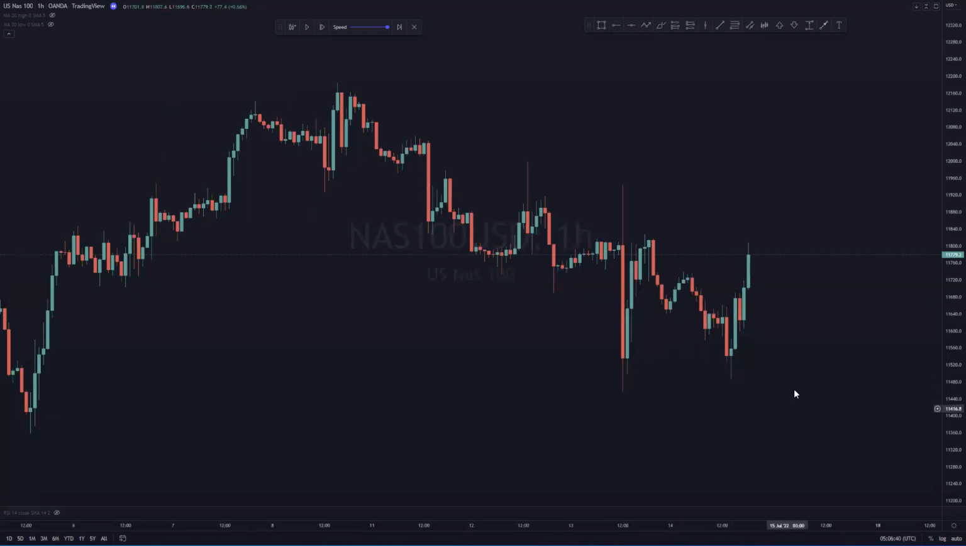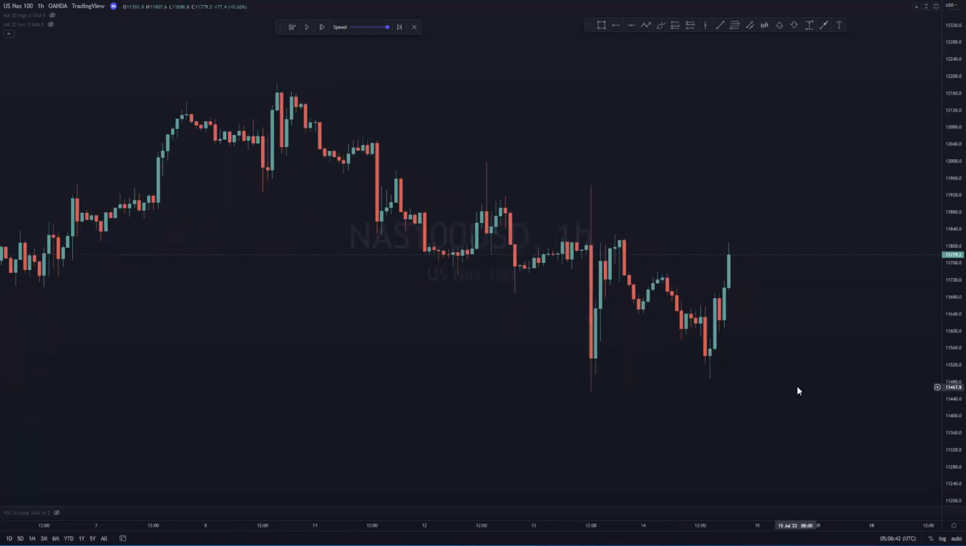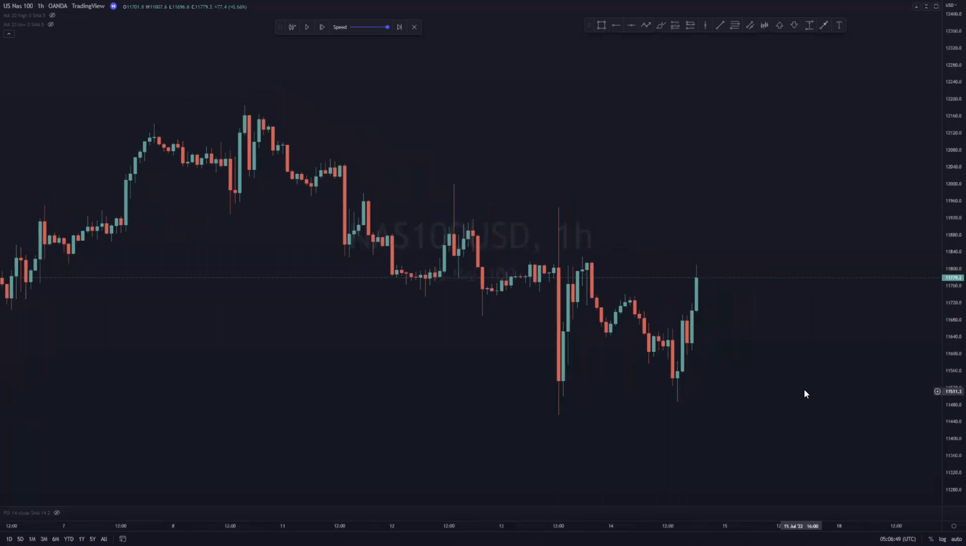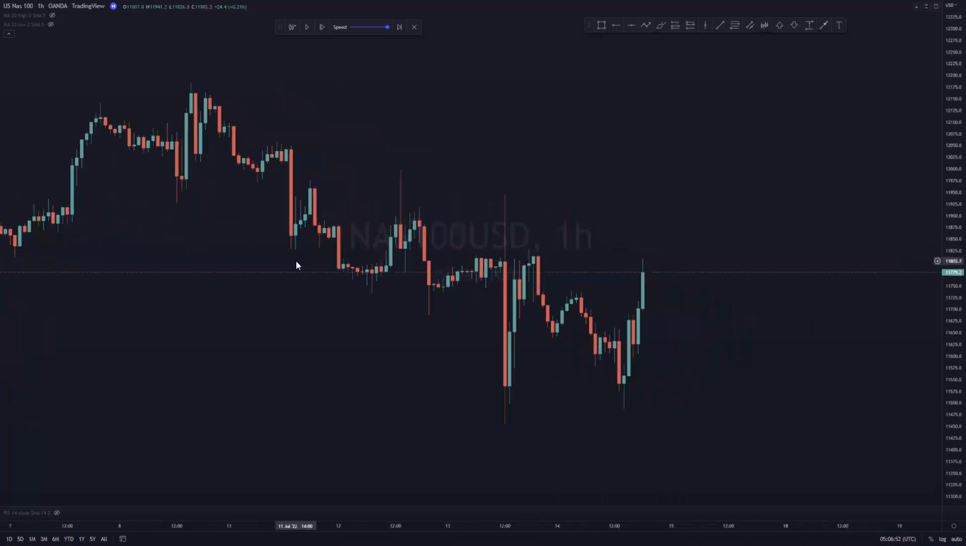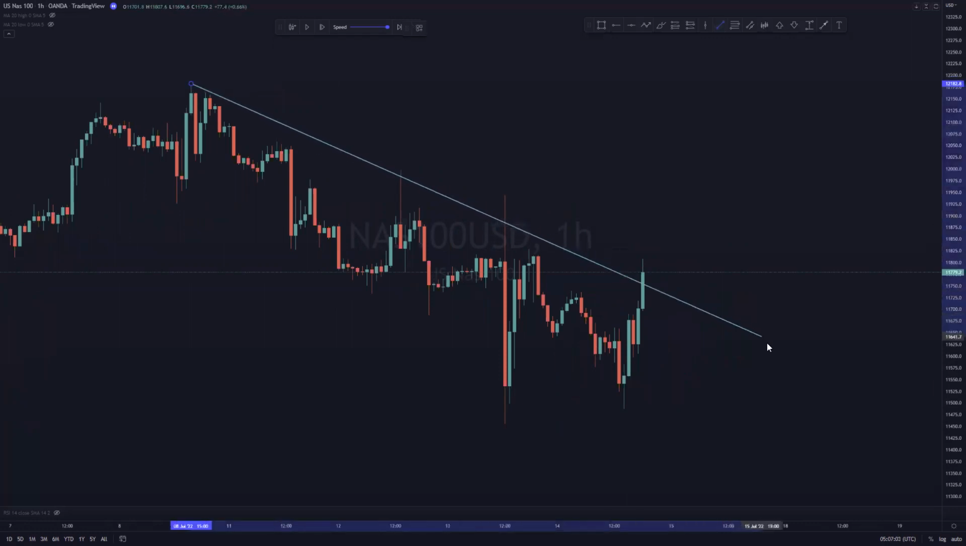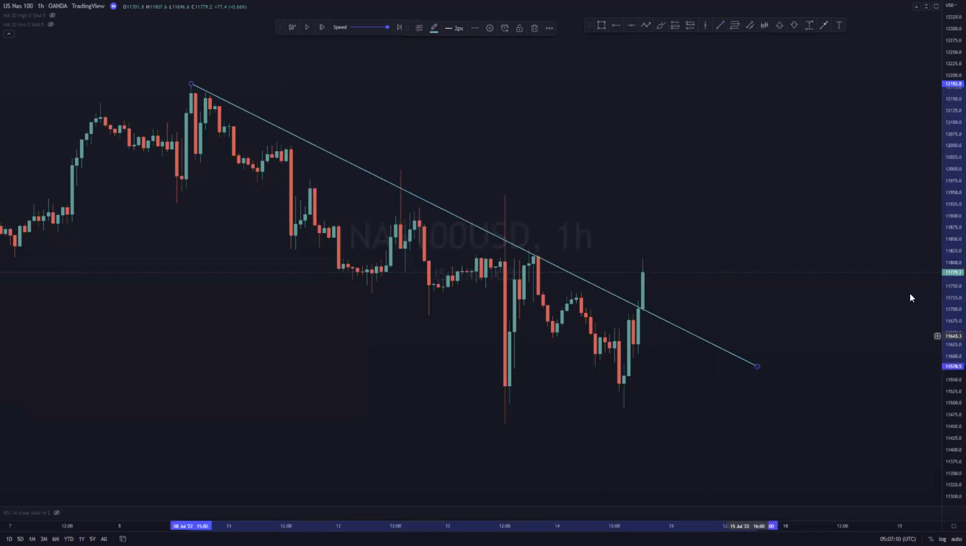Okay, let us see what happened with NAS100. We took this trade and I will show you how we did that. As you see, NAS100 was having a nice downtrend on our time frame.